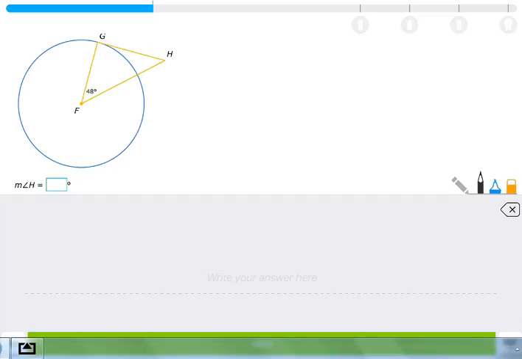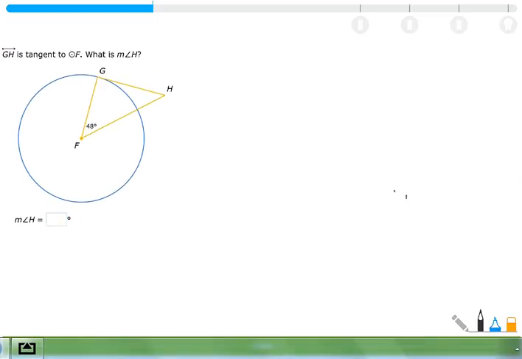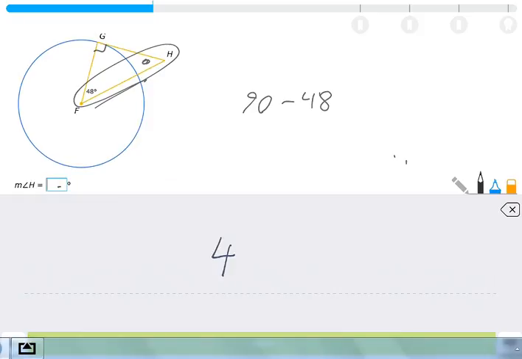Okay, another one asking for the angle here. So we've got, what is angle H in our picture? Now again, we know that since this is tangent, we've got a right angle. So these two must add up to 90. So we get 90 minus 48 would give us 42 degrees.